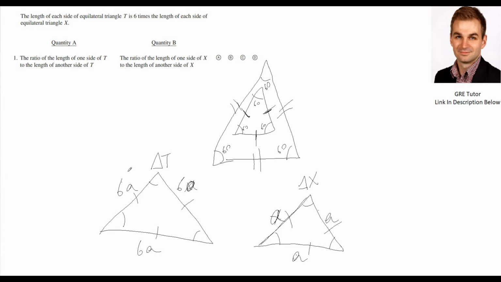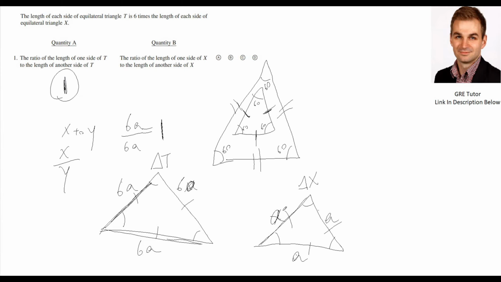What you're looking for is the ratio of sides to sides. So you want to know the ratio of the length of one side of triangle T to the length of another side of triangle T. Okay, so that's length to length. Now, the ratio of something x to y is just x over y. So if we're looking at the ratio of 6a to 6a, we're just looking at 6a over 6a, which is equivalent to 1. So the ratio of the length of one side of T to the length of another side of T is just going to be 1.